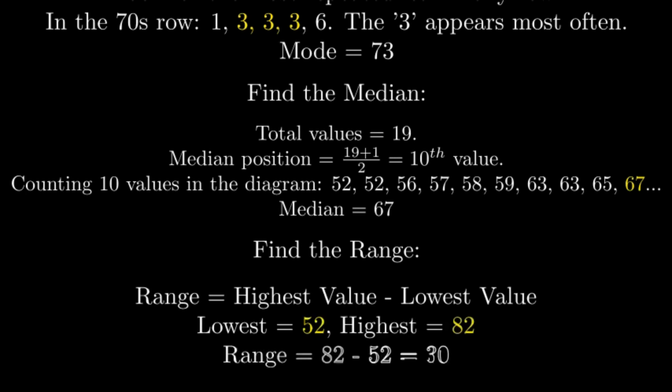Finally, the range. The range measures the spread of the data. It's the highest value minus the lowest value. Our lowest score is 52, and our highest is 82. So the range is 82 minus 52, which is 30.